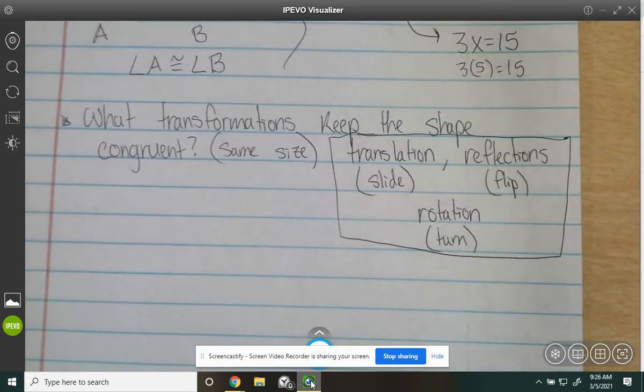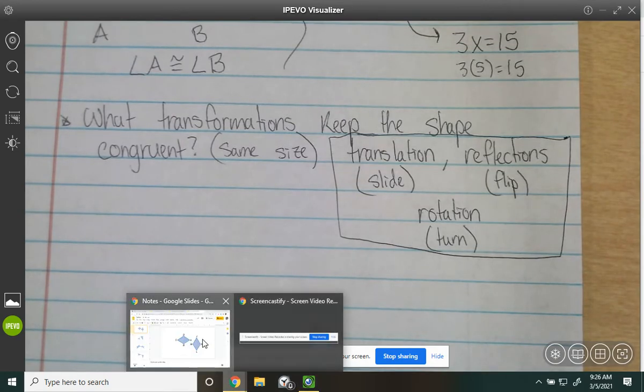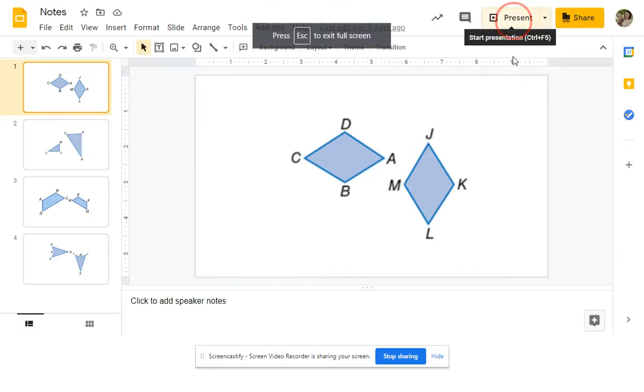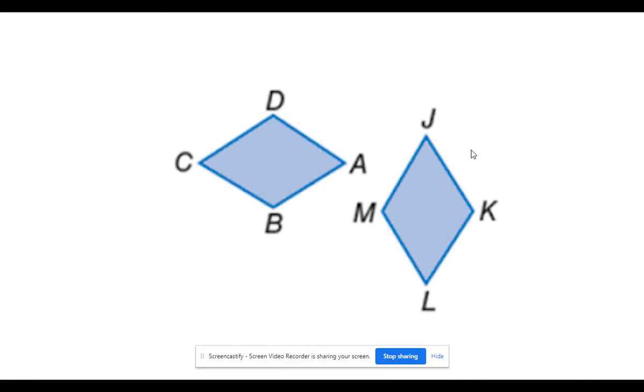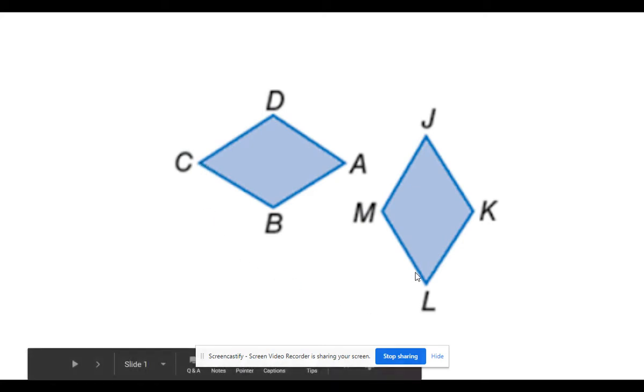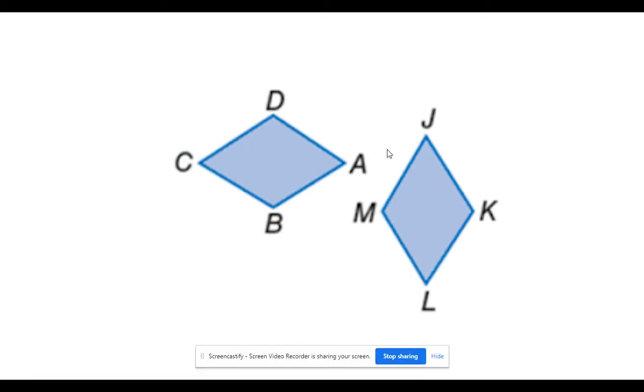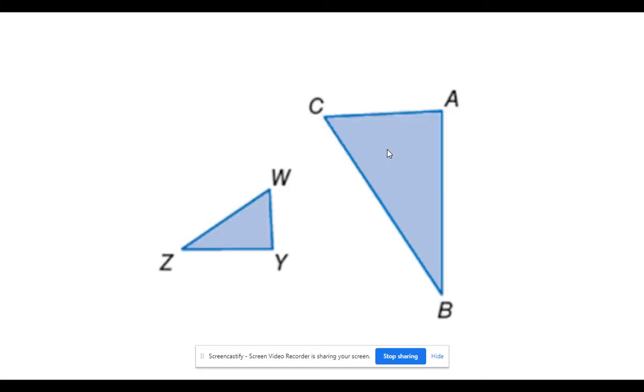Okay, so for an example of what your first 6 problems on your homework are going to be, we'll just go over this. These two shapes, would they be congruent? My answer is going to be yes, they are congruent. And then your second thing is what transformations were used. Well, if I look at this one, I would say this one was probably rotated to look like this. So your answer would be yes, congruent, it was rotated.